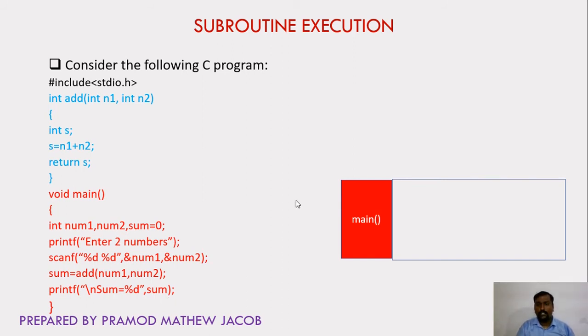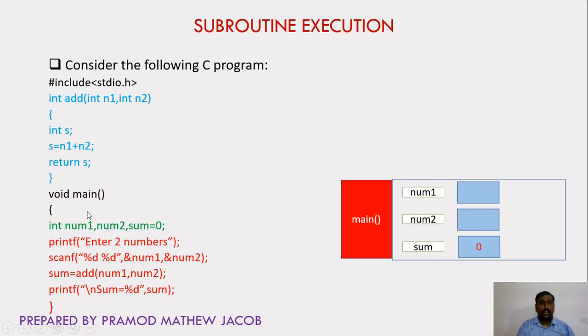The main function stack frame is created. The current line to be executed is shown in green color in this video. The current statement in execution is int num1, num2, sum equal to 0. So in the stack frame of main, three memory locations are created, num1, num2 and sum, and the value of sum is initialized as 0. The next statement is printf enter two numbers. So in the output screen it will display enter two numbers, and the user may enter the values, let's say 4 and 5.